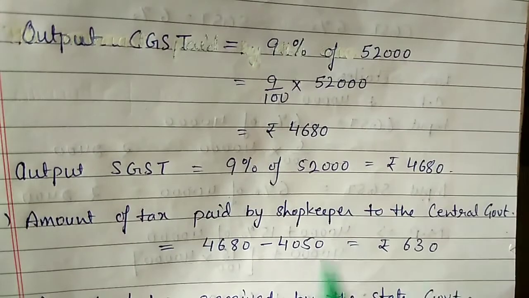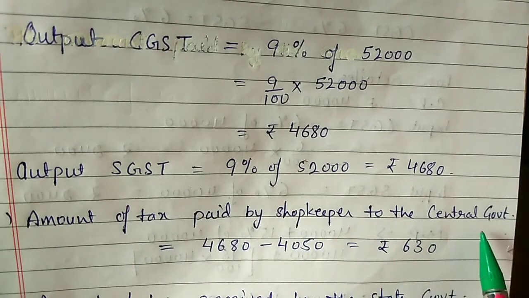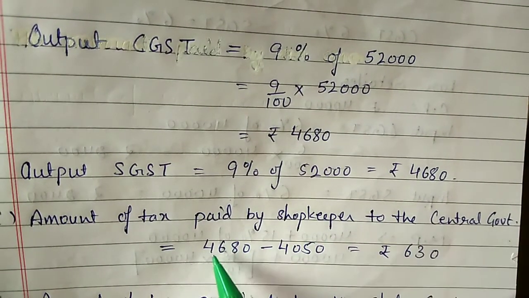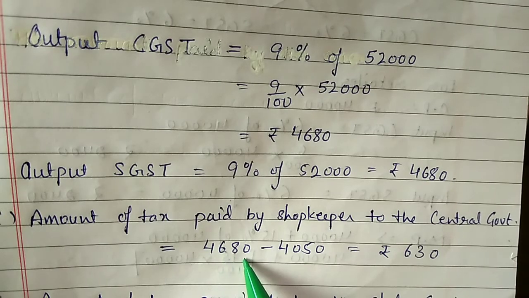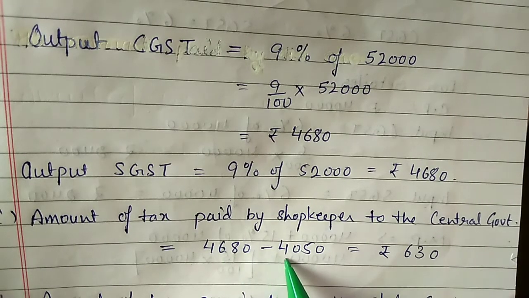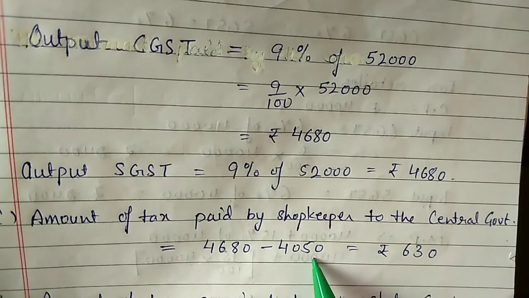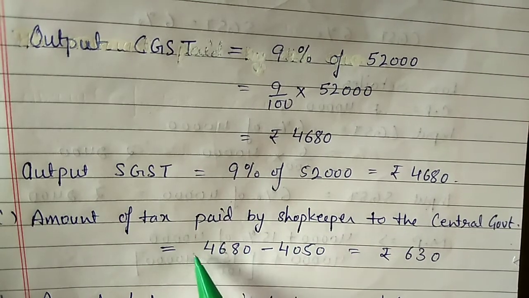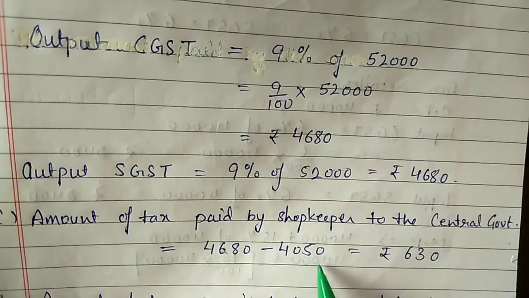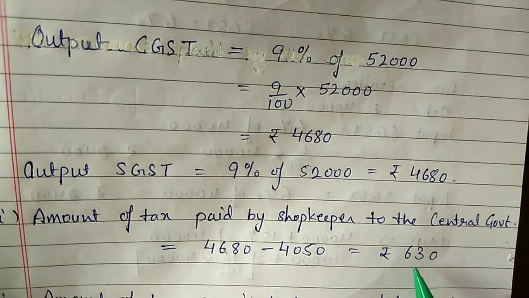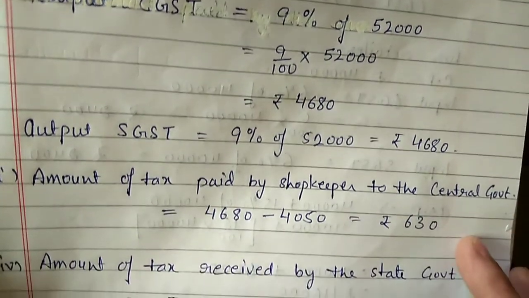So the total amount paid by the shopkeeper to the central government will be 4,680 rupees minus 4,050 rupees. Output CGST minus input CGST equals 630 rupees.